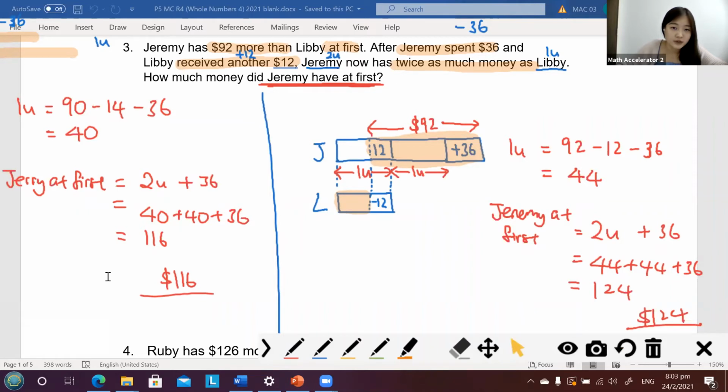Can we just add 44 to 92? No, you cannot do that because your 1 unit is this part here. This is 44. If you take 44 plus 92, you are adding an extra 12 here, unless you go and find out what this is, which is 44 minus 12. So you should work in terms of 2 units plus 36. That will be better.